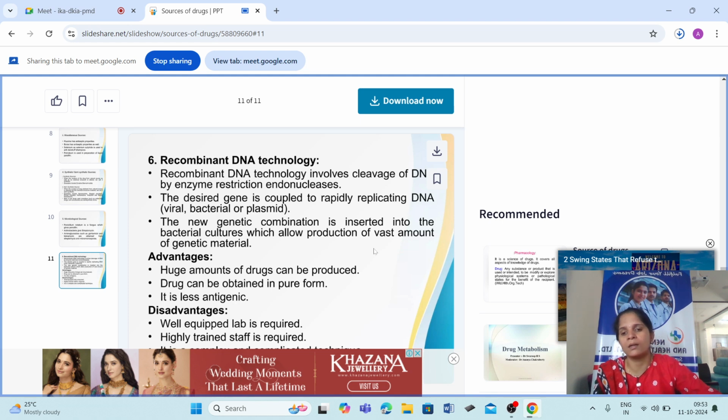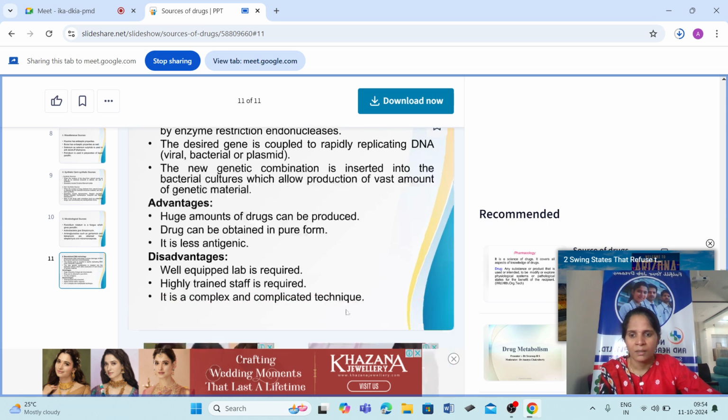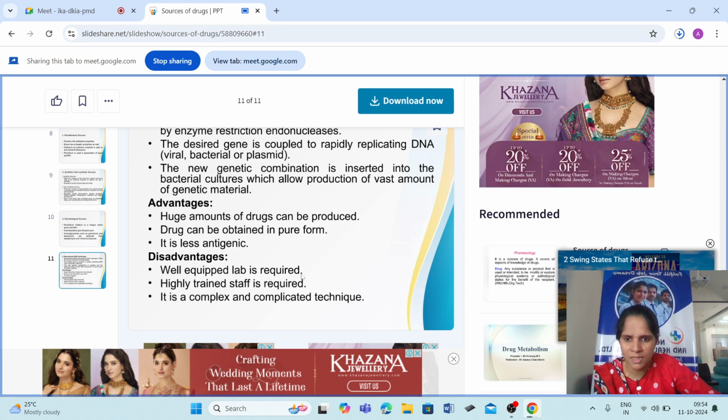One is that pure form can be obtained. Pure form in the sense we are not adding or altering the chemical structures like that. And next, it is less antigenic. Now coming to disadvantages, the first thing is that it should be done in a very careful manner. We can't go with normal ways like that.